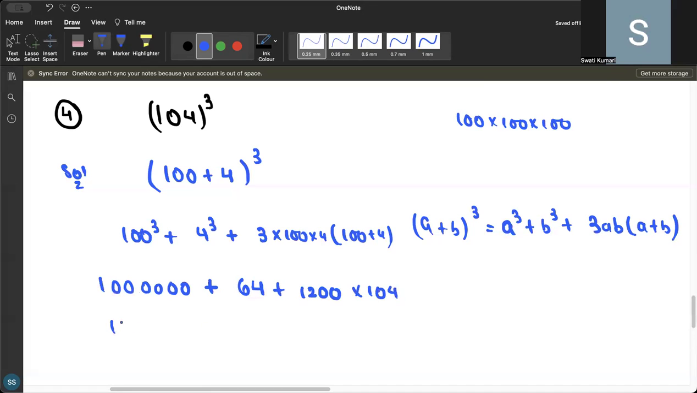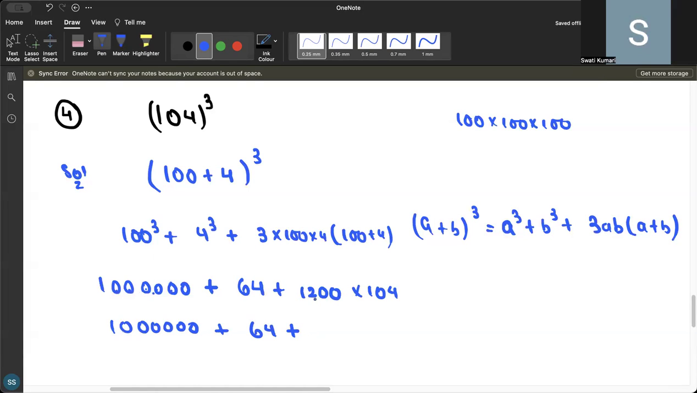So this will become, what is this? 1, 10, 100, 1000, 10,000, lakh, 10 lakh. Okay, so 1, 0, 0, 0, 0, 0, 0. This is the Indian place value system. If you want to use the international place value system, it is ones, tens, hundreds, thousands, 10,000, 100,000, million, because 1 million is 10 lakhs. Okay, plus 64 plus, if you multiply this, it is 104.